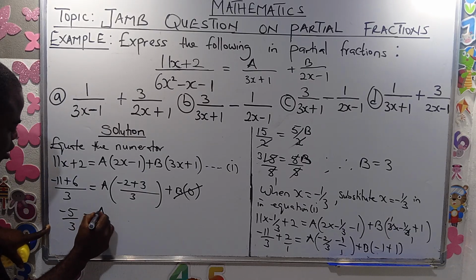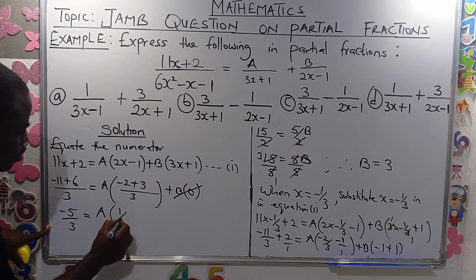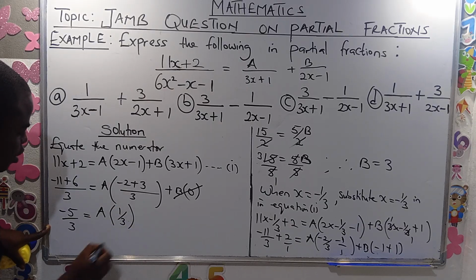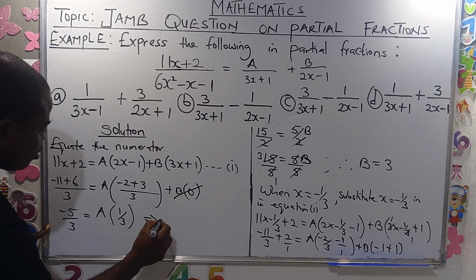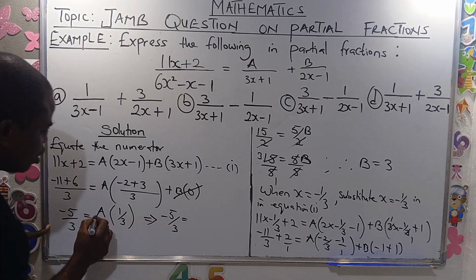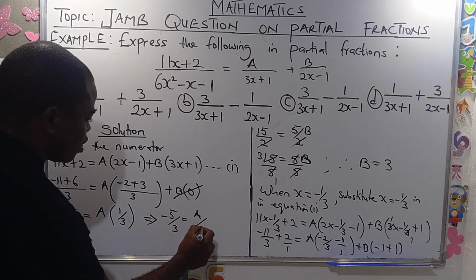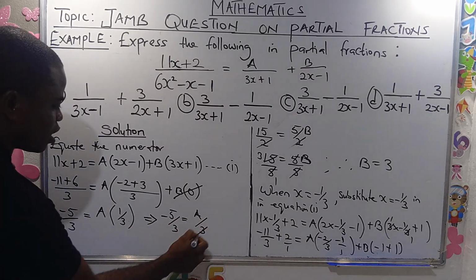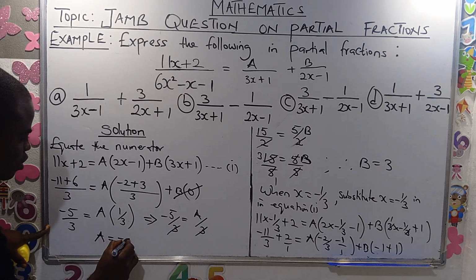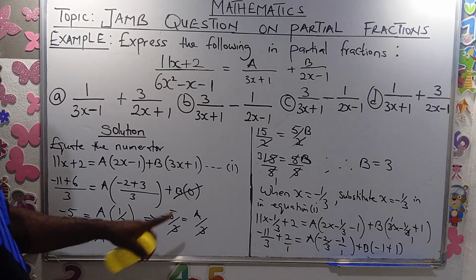equals A, open bracket, minus 2 plus 3, that's 1 over, minus 2 plus 3, that's 1. Now I have 1 over 3. Now it will be minus 5 over 3 equals to A times 1 over 3, that's A over 3. Now 3 cancel 3. Your A now equals minus 5. We got A to be minus 5 and B to be 3.